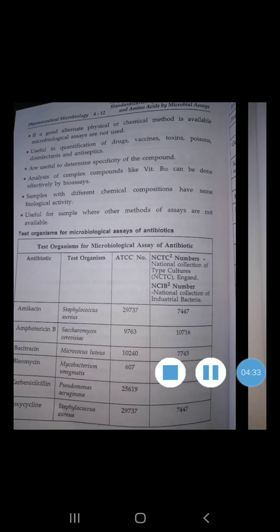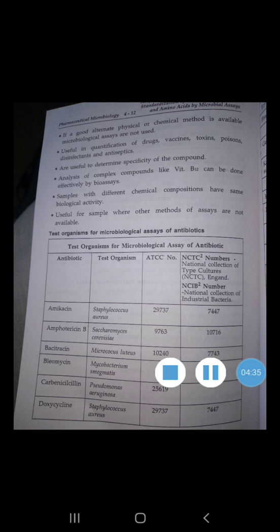We will see here the chart which shows the name of the antibiotic and the name of the test organism. For the assay of amikacin, Staphylococcus aureus is used as the test organism. Then for amphotericin B, Saccharomyces cerevisiae is used as the test organism. Then for bacitracin, Micrococcus luteus is used as the test organism.